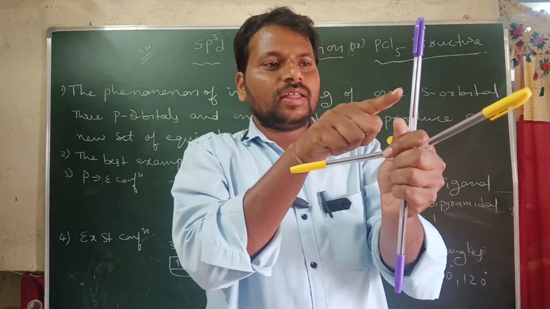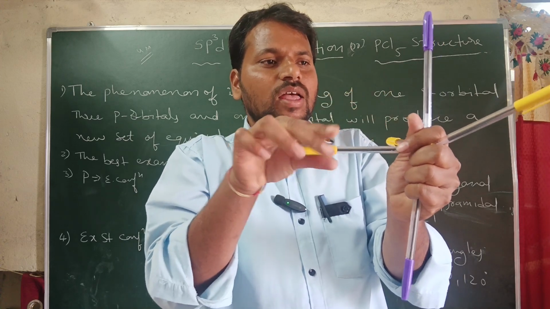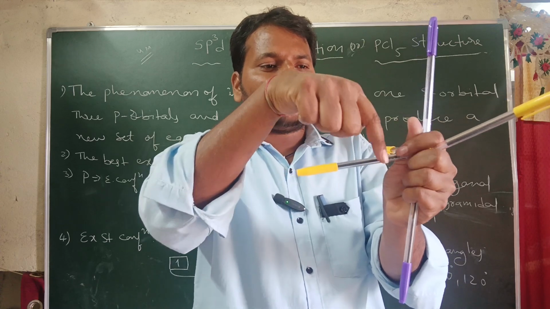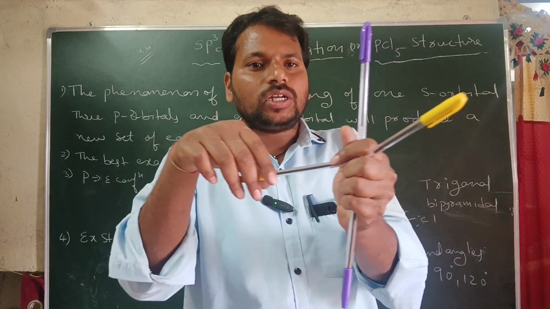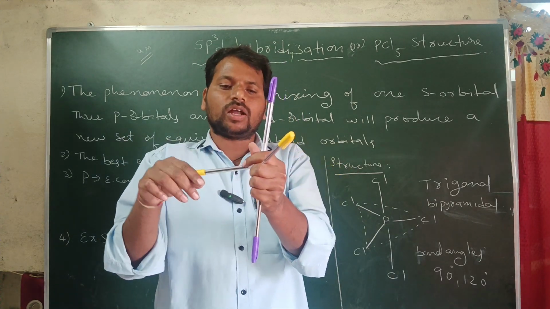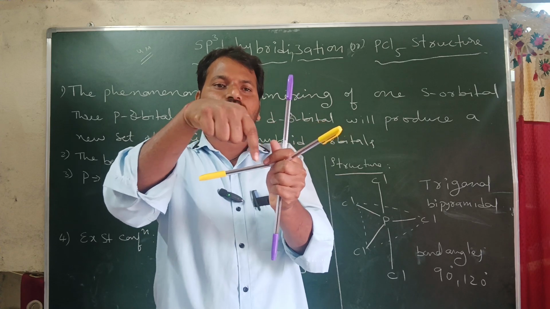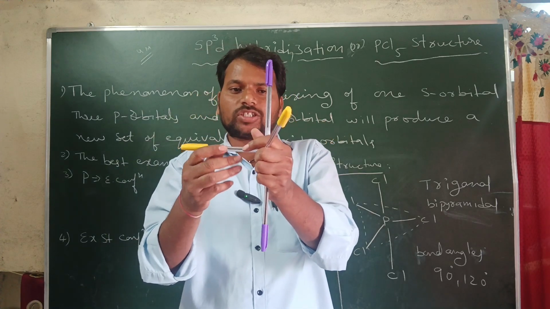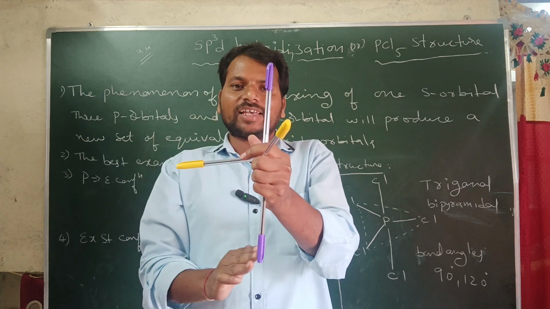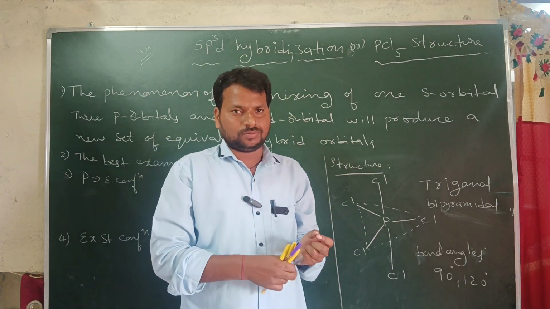The angle between the axial and equatorial chlorines is 90 degrees, and the angle between the equatorial chlorines is 120 degrees. So there are two types of bond angles: 90 degrees and 120 degrees. This is the PCl5 structure. These three are the equatorial chlorines and these two are the axial chlorines. Thank you. This is one of the important questions.